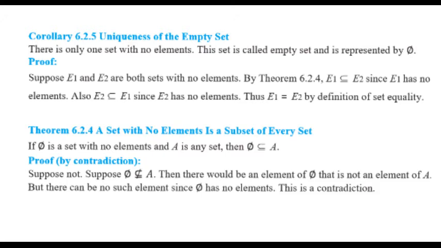Now let's prove the uniqueness of the empty set. The uniqueness of the empty set basically says there is only one set with no elements. And this unique set is called the empty set and is represented by this symbol. That's why we give it the specific symbol, because it's unique. To prove the uniqueness of the empty set, let's suppose that E1 and E2 are both sets with no elements, okay? And then based on theorem 6.2.4 that I just proved, we say E1 is a subset of E2. Why? Because E1 is an empty set, so it's a subset of any set, so E1 is a subset of E2. And also we can have the same argument for E2. We can say since E2 is an empty set, it is also a subset of E1.